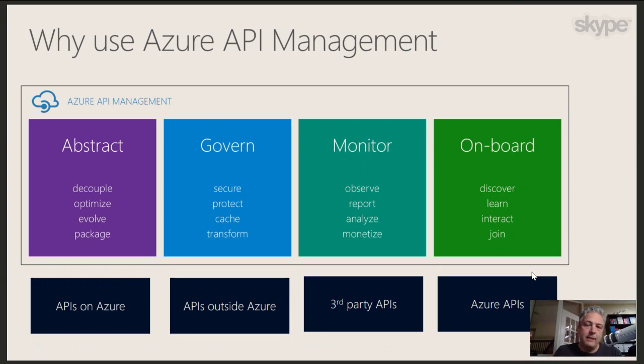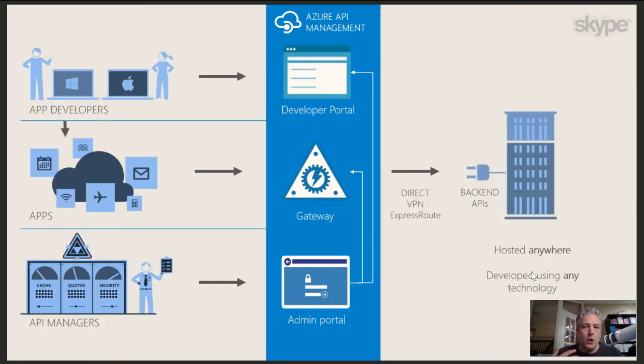So now you have an idea of what the service can do. Let's look at the architecture of how the product is composed. There are three main components to the product: the developer portal, the gateway, and the administration portal.